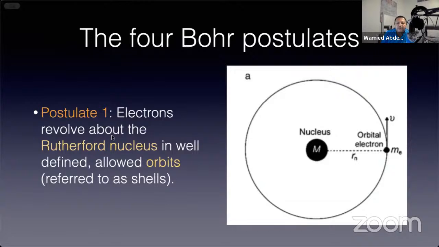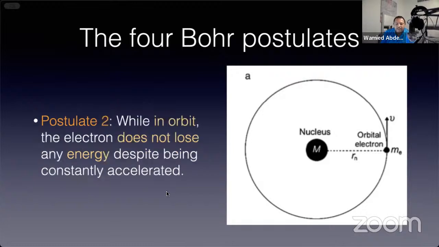So Bohr said, look, electrons revolve about the Rutherford nucleus in well-defined or allowed orbits. That's the first postulate. The second postulate is that while in orbit, the electron does not lose energy. I just explained that, based on classical electrodynamics, a charged particle subjected to acceleration has to emit electromagnetic waves. We're going to look into this. That's the famous Larmor relationship. But Bohr said, no, that does not apply to my model. The electron is just going to rotate on a fixed orbit and will not lose energy, although this electron is actually being accelerated.